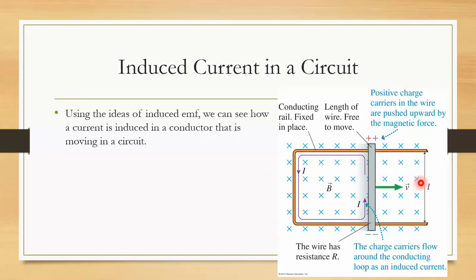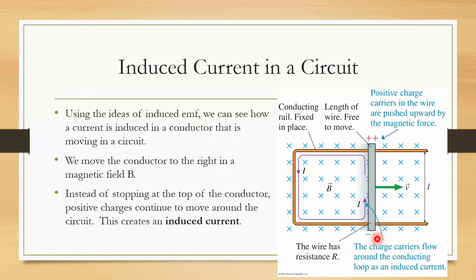As it moves, we have a force that pushes up, so we build up positive charge here and negative charge down here. But now, instead of being stuck at the top of the conductor, those charges can continue to move in a circuit, and it creates a current that flows around. So we move the conductor to the right in the magnetic field. Instead of stopping at the top of the conductor, the positive charges continue to move around the circuit, and this creates what's called an induced current. This induced current is counterclockwise. You can see the direction that it turns.